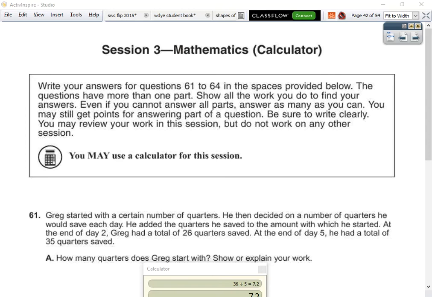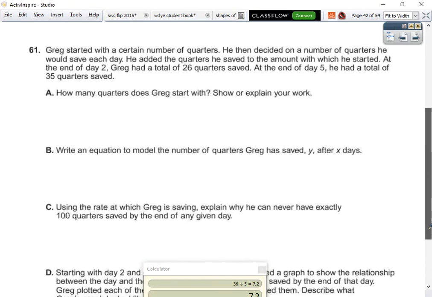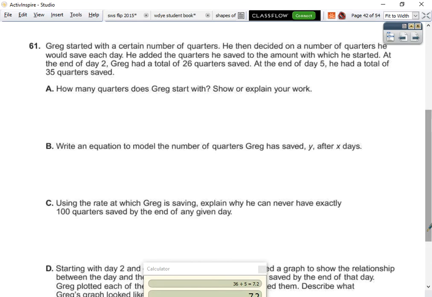All right, let's do extended response items. So, hey, I have a brother named Greg. Greg started with a certain number of quarters. Then he decided on a number of quarters he would save each day. He added the quarters he saved to the amount with which he started. At the end of day 2, Greg had a total of 26 quarters.